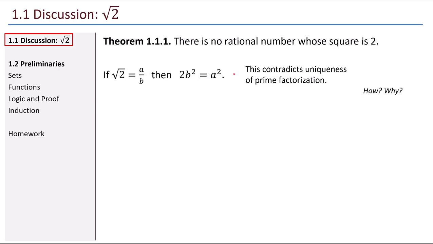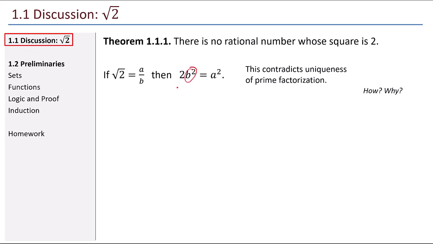So uniqueness of prime factorization says every integer can be expressed as a product of primes in only one way. So this equality means I have the same number on both sides. It's just represented in two different ways. Now, if I have an integer a, then a has a prime factorization, and it has maybe a certain number of 2's in that prime factorization. So if I square it, every prime will appear twice. Or if a prime appears, say, 3 times in a, then when I square it, the prime will appear 6 times. So in a squared, every prime appears an even number of times.